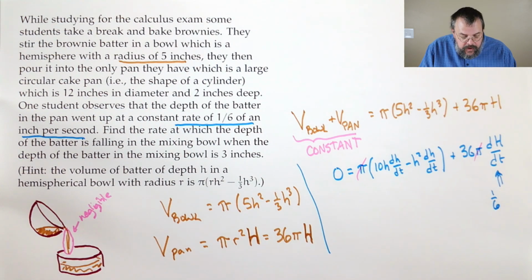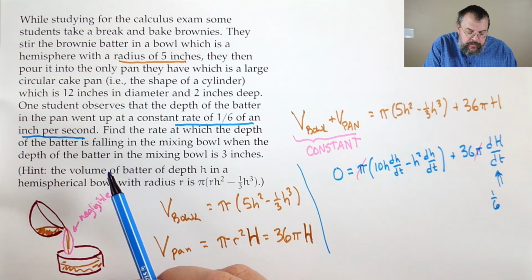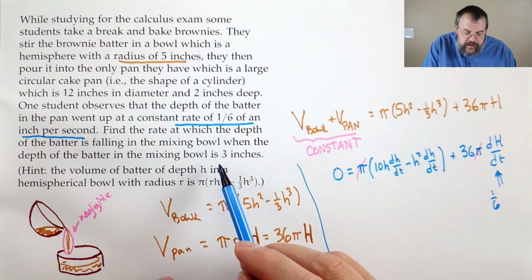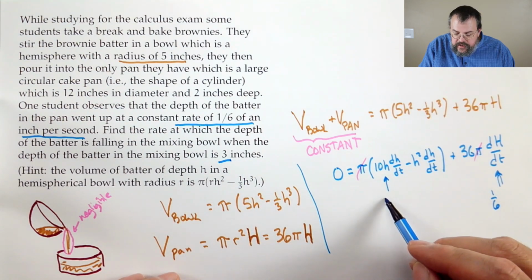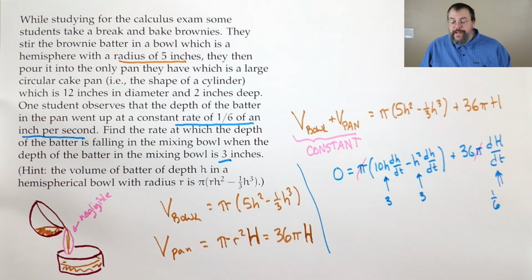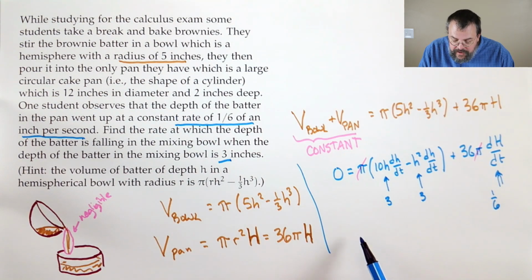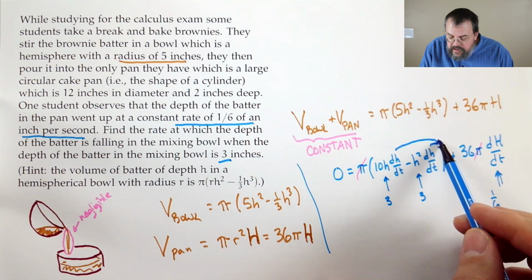And now we want to find the rate at which the depth of the batter is falling when the depth of the batter in the mixing bowl is 3 inches. So that tells us that our little h here is 3. So let's plug all that information in. Notice one other thing: I'm going to go ahead and just pull out dh/dt.